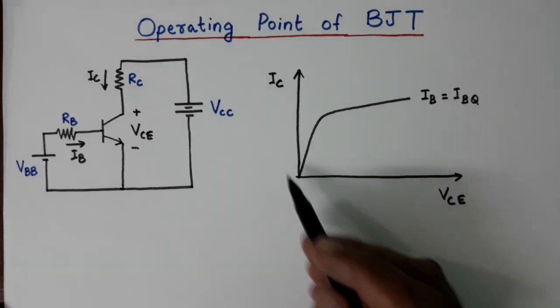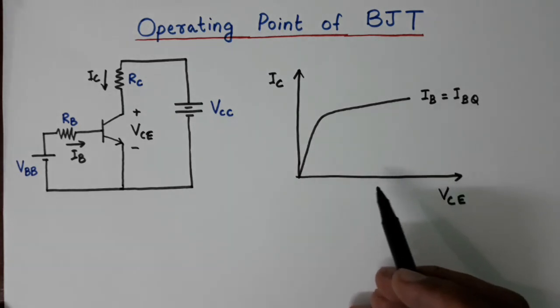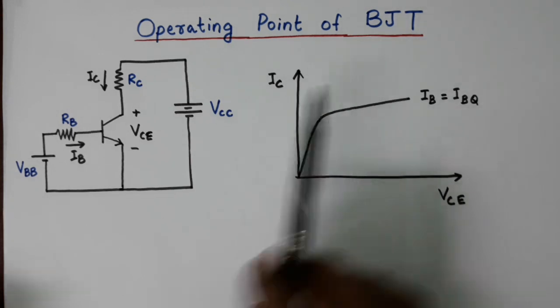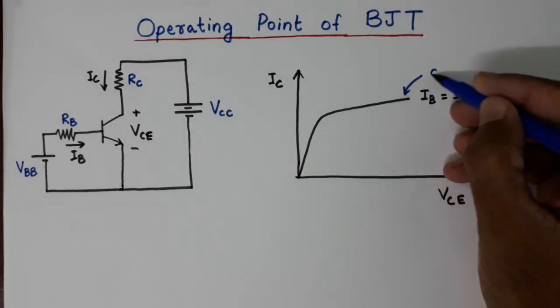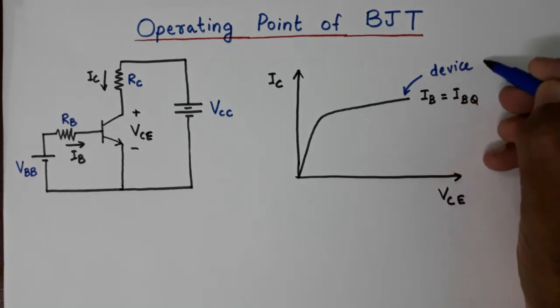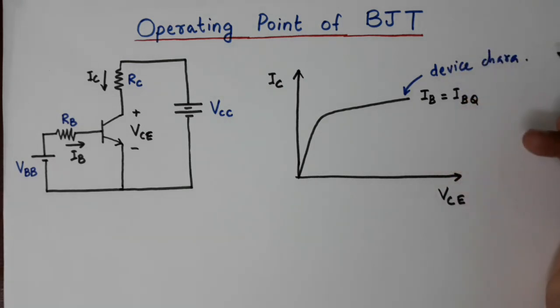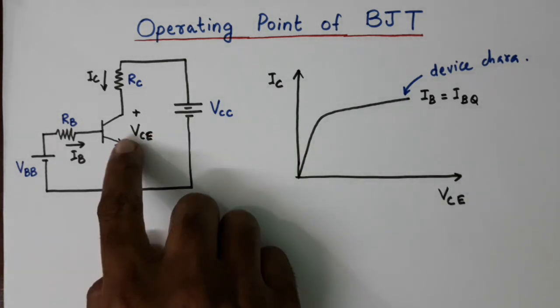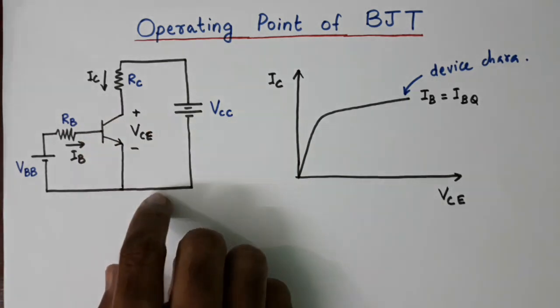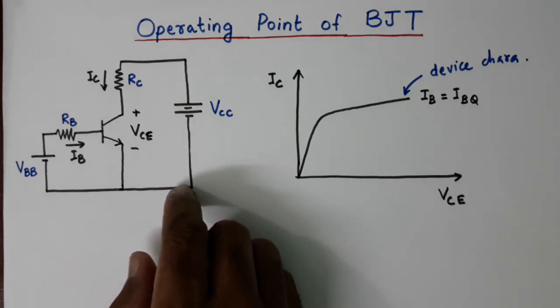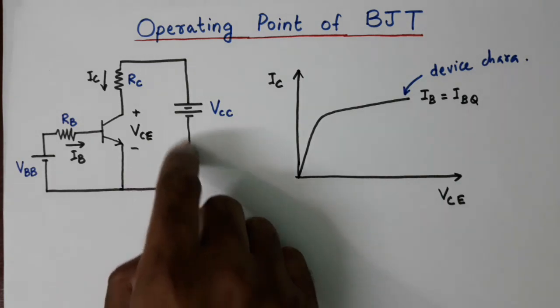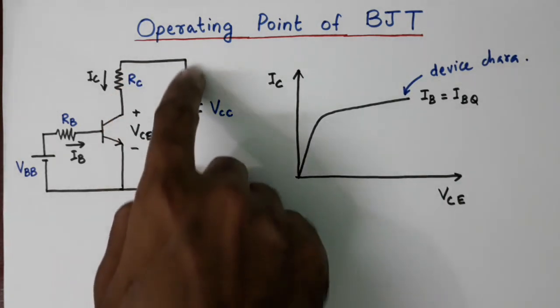Okay, so we have discussed this in the previous class. So this is the characteristics of the device. So this is device characteristics. Now this transistor is sitting in a circuit, so it has to obey fundamental circuit laws like Kirchhoff's voltage law and Kirchhoff's current law. So I can write KVL in this output loop.